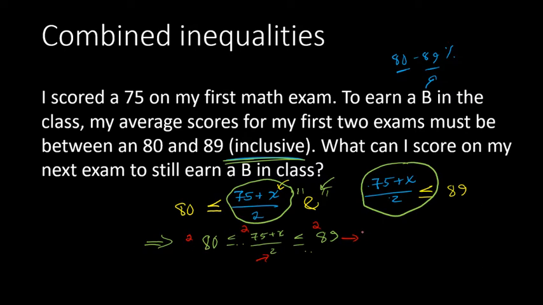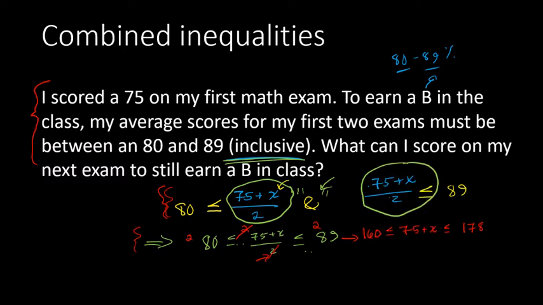2 times 80 is 160. This is less than or equal to, the 2 cancels out, I get 75 plus x. It's less than or equal to 89 times 2. What would that be? 178. So again, I went from my word representation, I wrote it as 2 inequality statements. I combined my 2 inequality statements, and now I'm simplifying to isolate for x.